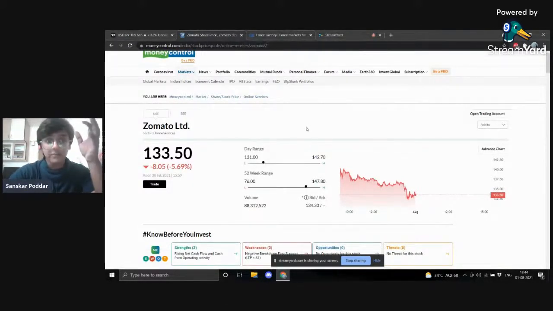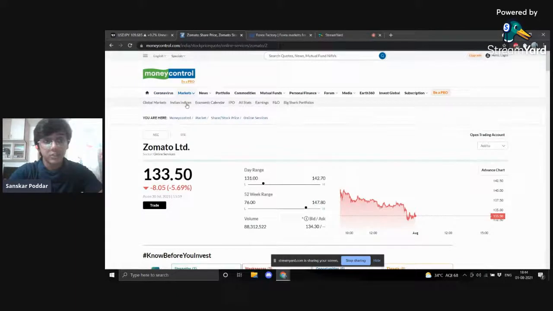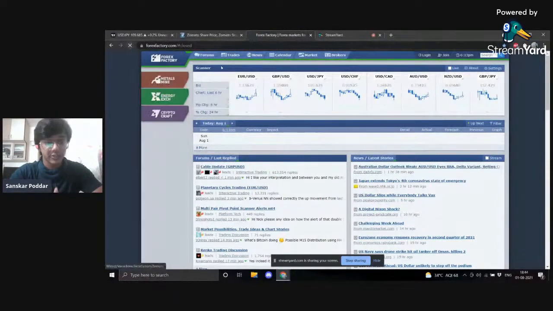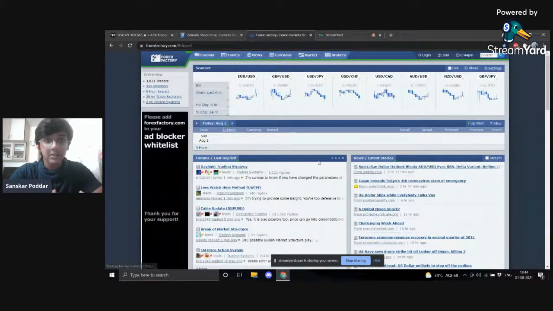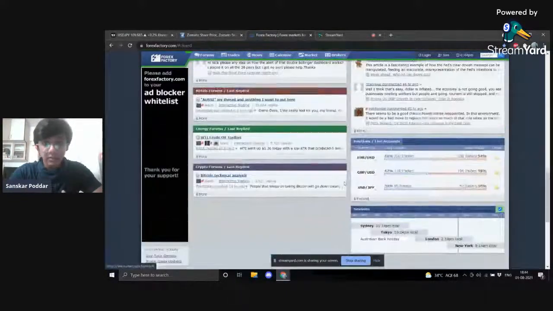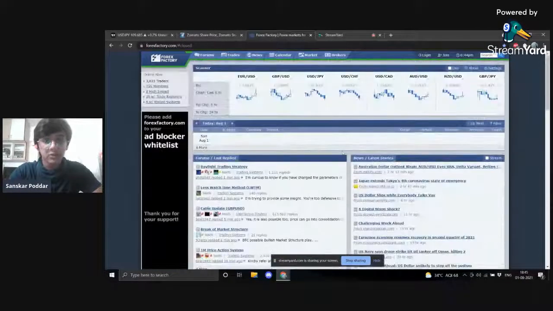Now, the other one is looking at the news. Obviously, Money Control itself tells you the news about the different markets, about the different industries, and stuff like that. For foreign exchange specifically, there is this amazing website called Forex Factory. And here it tells you the different news very clearly, whatever could be affecting the price of any particular currency or currency pair. So it's great to look at this particular website if you're doing a fundamental analysis in the foreign exchange markets.